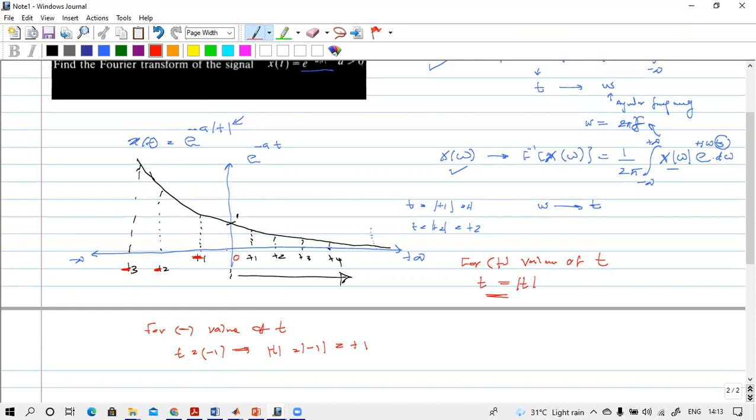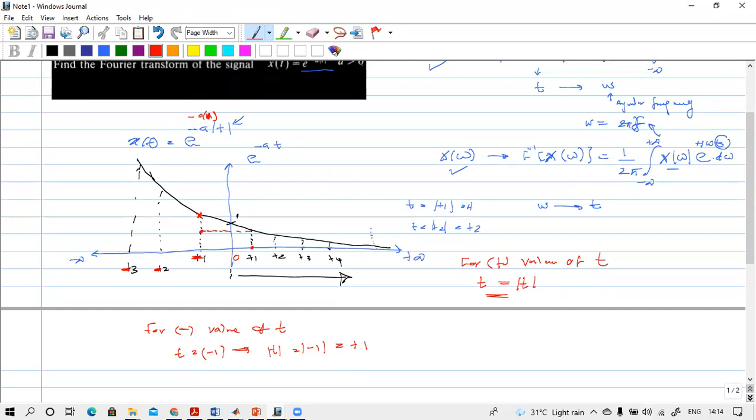So at this point, at the -1 point, if you take the absolute value, you will not get -1. Correct? You will get the value of +1. So you will get this same value here for the minus side, not this value, you will get this value here.